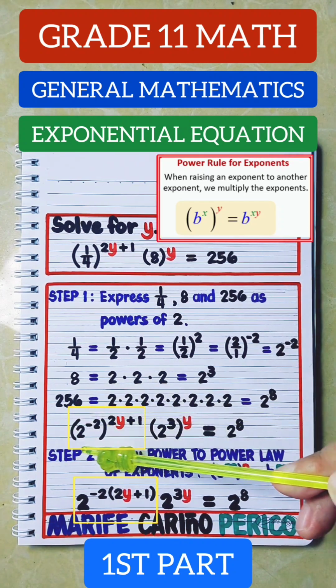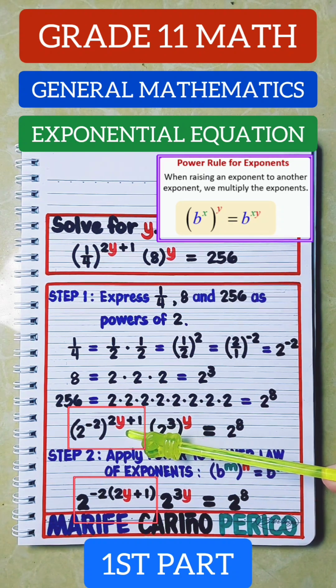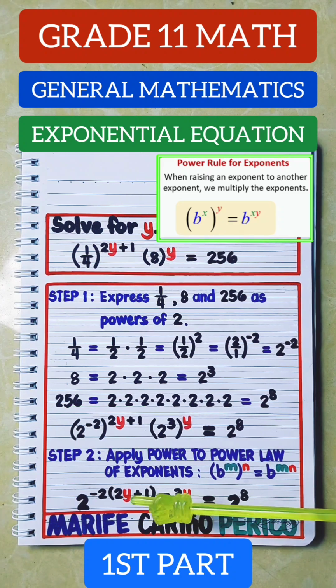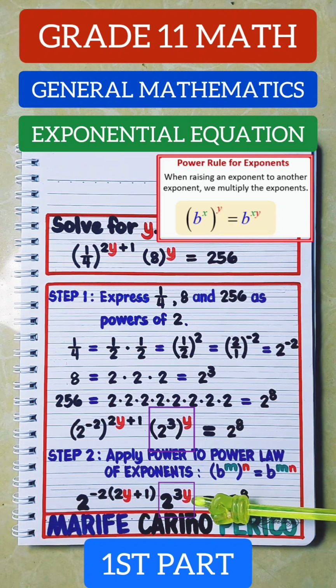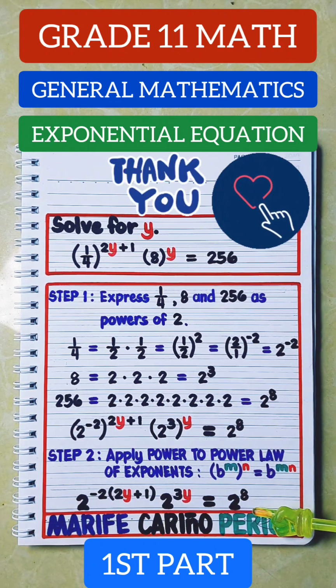In this first exponential expression, we keep the base 2, then multiply these two exponents, -2 times this expression 2y plus 1. In this second exponential expression, we keep the base 2, then multiply these two exponents. 3 times y is 3y. Then equate this to the right side, which is 2 raised to the power of 8.